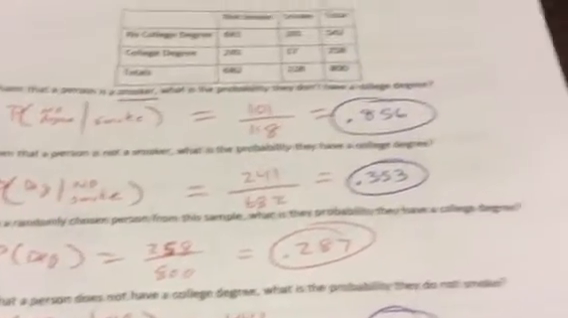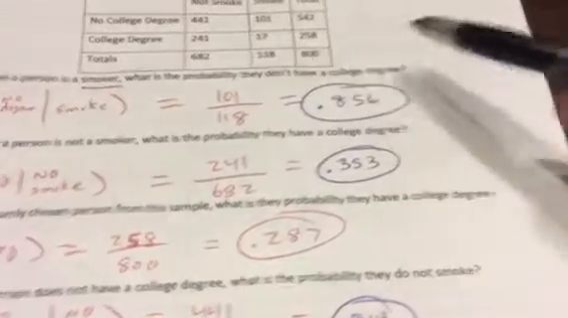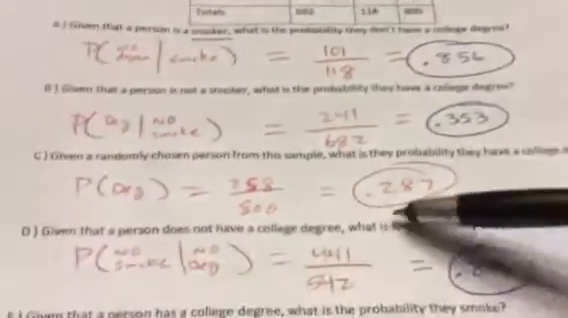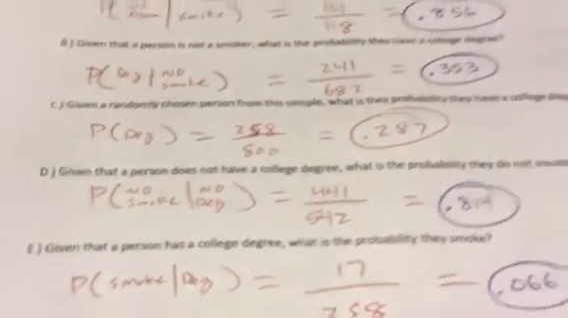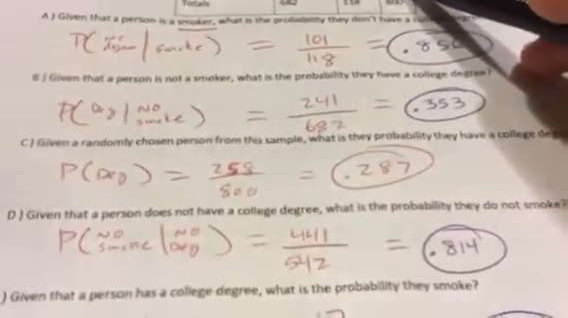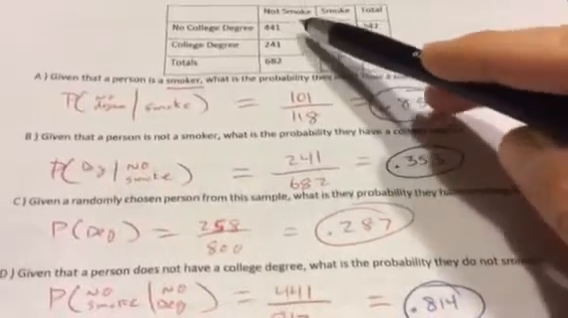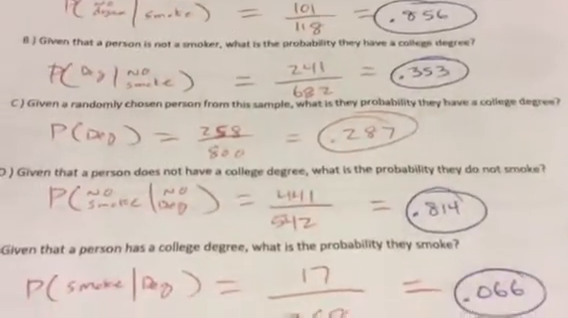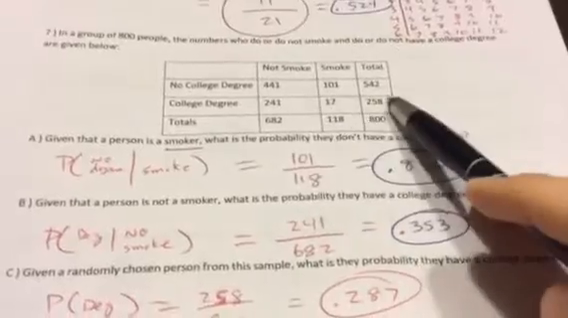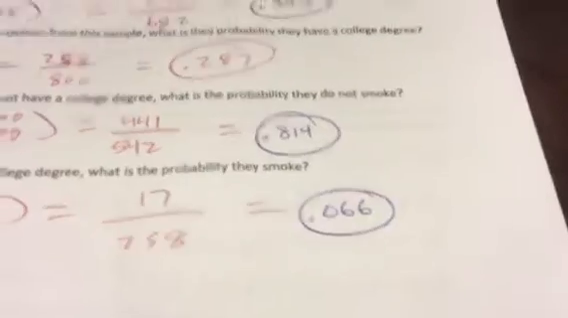Given a randomly chosen person from the sample, so any of the 800, what's the probability they have a college degree? College degree, there's that many of them divided by 800. Given that a person does not have a college degree, 542 is my denominator. What is the probability they do not smoke? Right there. Divide the 2. Given that a person has a college degree, what is the probability that they smoke? I want the ones that smoke. And that's it. Guys, that is not a difficult question.